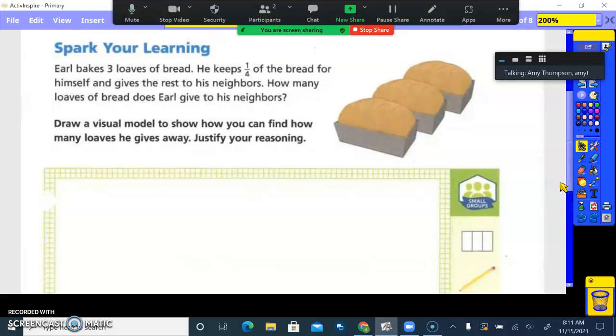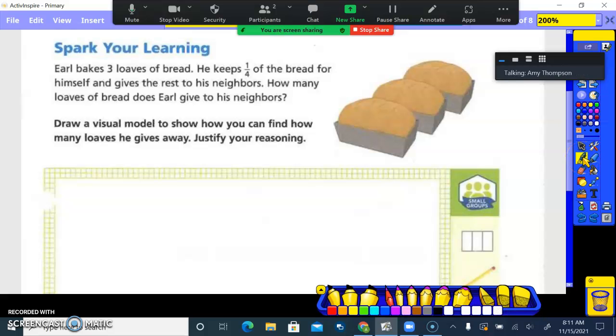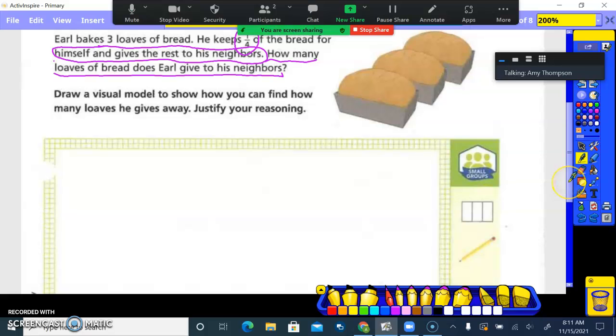So we're going to circle our information, which is 1/4 of the bread, and then because he keeps that for himself and gives the rest to his neighbors. How many loaves of bread does Earl give to his neighbors? So now we're going to draw a visual model to show how you can find how many loaves he gives away. Okay, now, so how many total loaves does Earl have, guys?